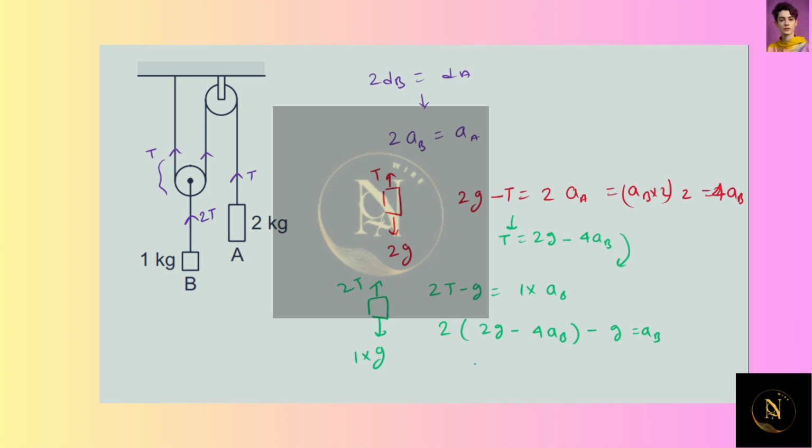Solving this equation, we found the value of AB equals 10 divided by 3. And the acceleration of A will be equal to 2 times the acceleration of B, equals 20 upon 3. So here we find that the acceleration of B is 10 divided by 3 and the acceleration of A will be equal to 20 upon 3 meters per second squared.